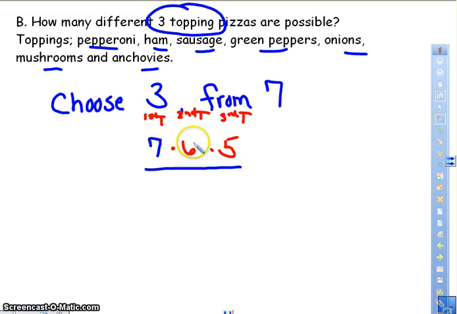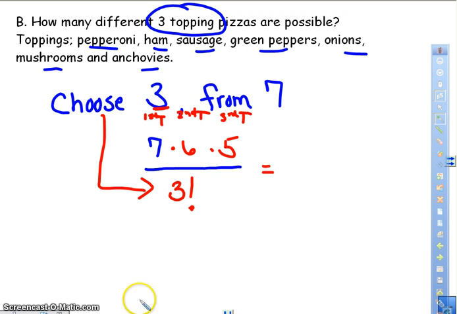So I have 7, 6, 5, and I only go down 3 because I'm choosing 3. And then I'm going to divide by the 3 factorial, because the number that you're choosing, 3 toppings, goes in the bottom factorial. The top, once again, represents what you have to choose from. So I have 7 to choose from the first, 6 to choose from the second, and 5 to choose from the third. Just to remind you, 3 factorial means 3 times 2 times 1.